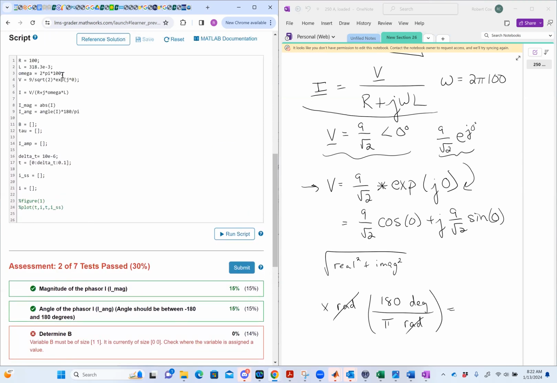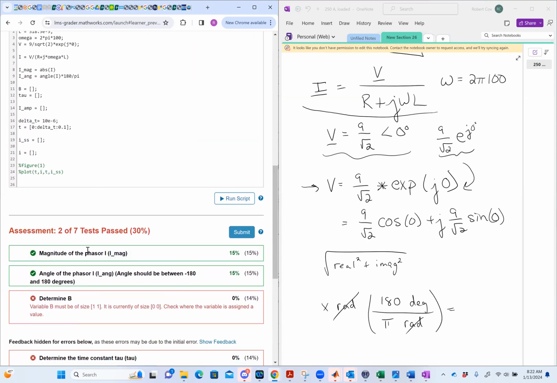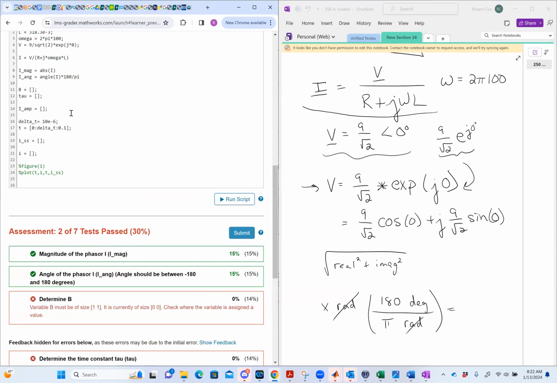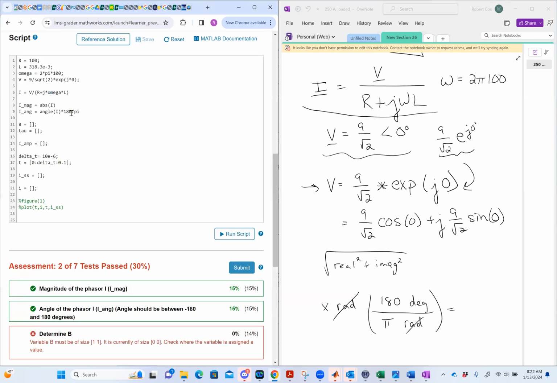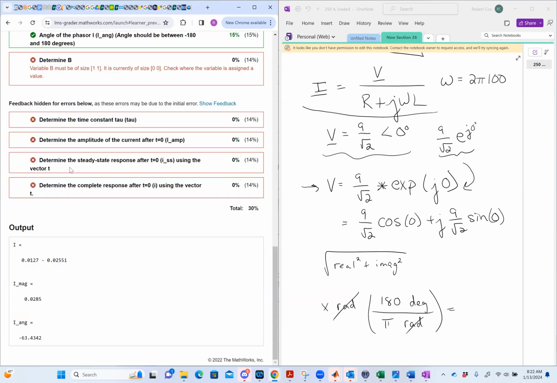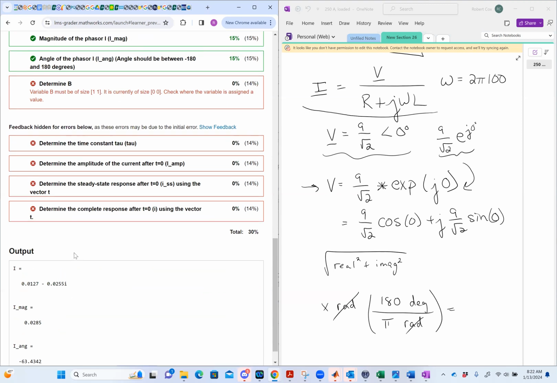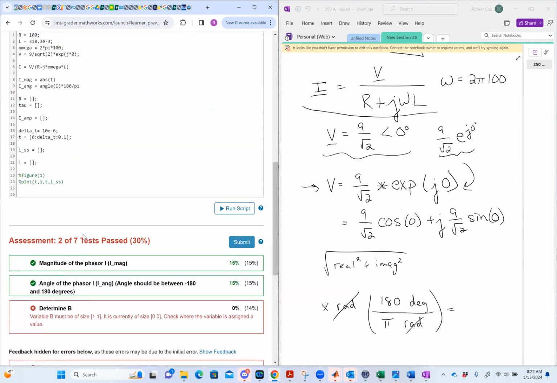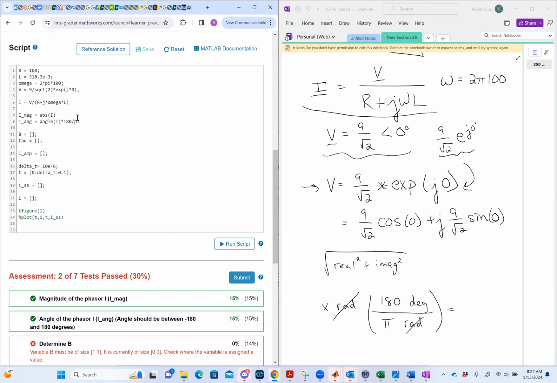Because sometimes what you'll find out is if you made some big mistakes somewhere in here, sometimes you'll get everything wrong, even though it's actually correct. So I would go step by step, okay? And I can go down here and see, okay, IMAG is 0.0285, and I angle is negative 63.4342 degrees. You go back and look at your notes, you'll see that that's exactly what we said in class. Okay? All right. So I've got that right.